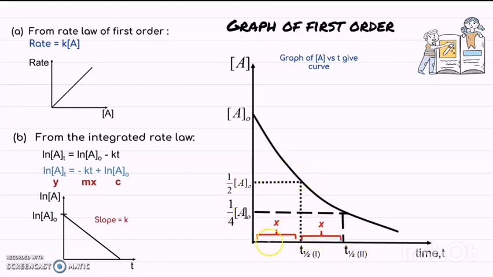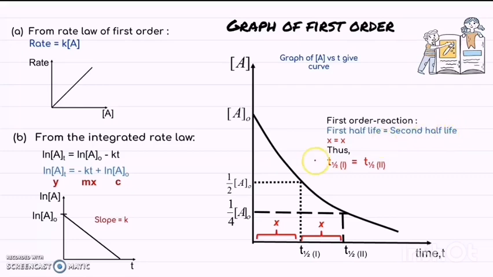And from the graph, we can see that the value of t half 1 is the same as the value of t half 2. This is a significant property of a first order reaction, where the first half-life is equal to the second half-life, x equal to x, thus t half first equals t half second.